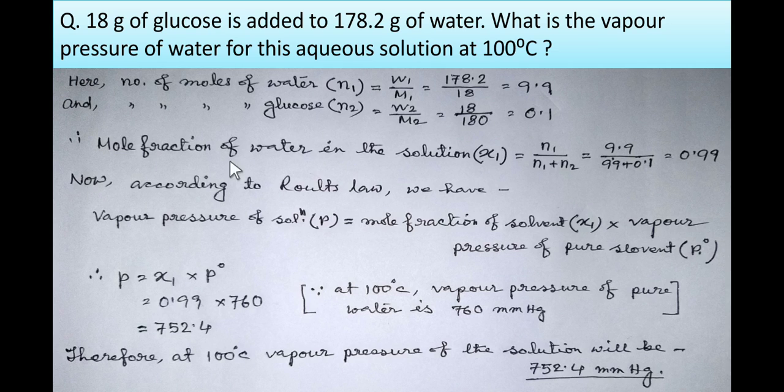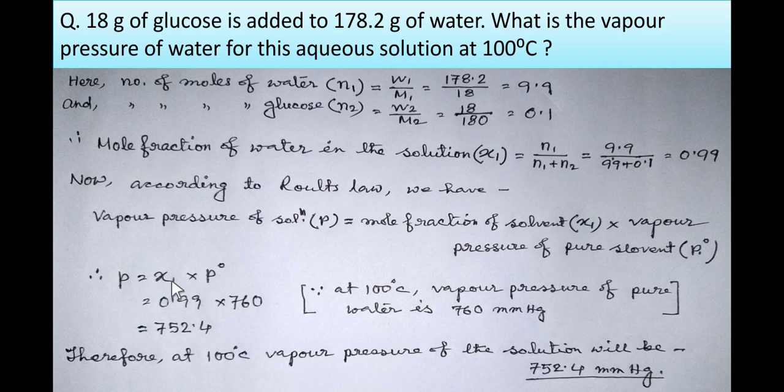So the mole fraction of water in the solution, X1, equals N1 divided by N1 plus N2. N1 here is 9.9. So we find the mole fraction of the water, that is the solvent, equals 0.99. Now according to Raoult's law, the vapor pressure of the solution equals the mole fraction of the solvent X1 into the vapor pressure of the pure solvent P1 naught.